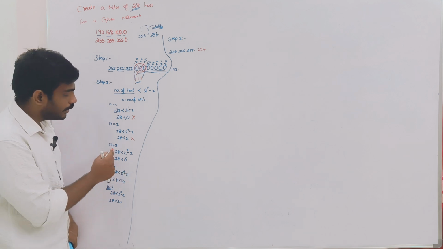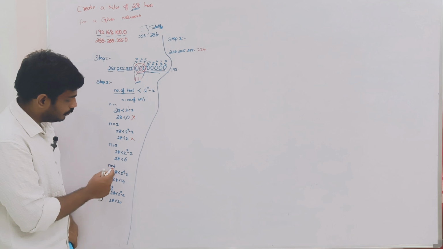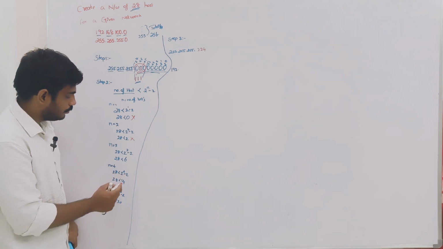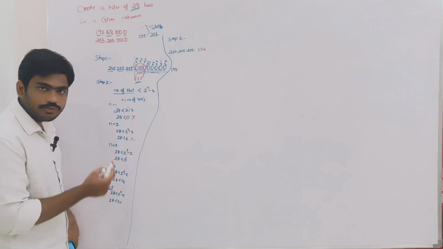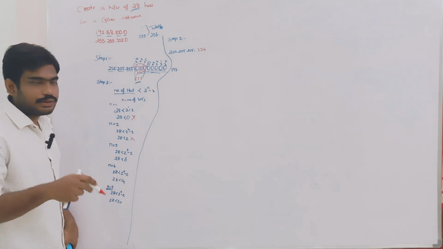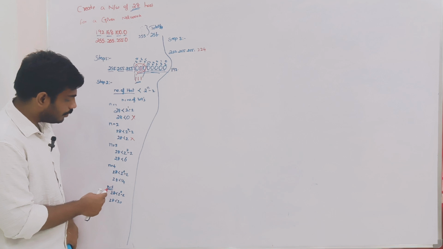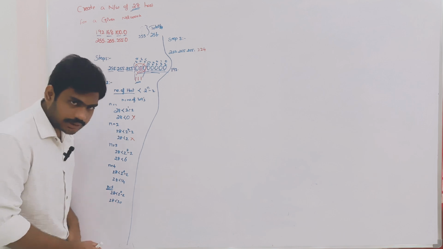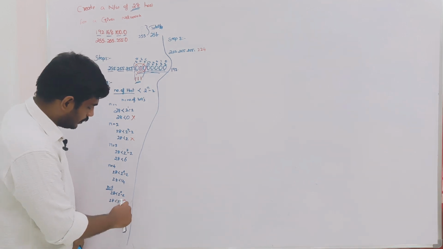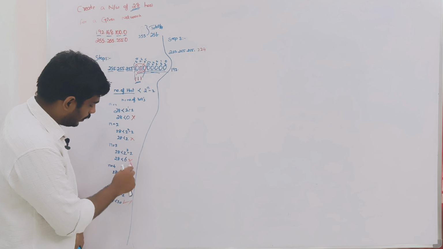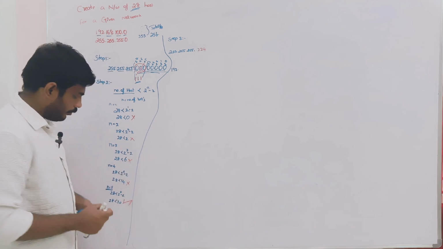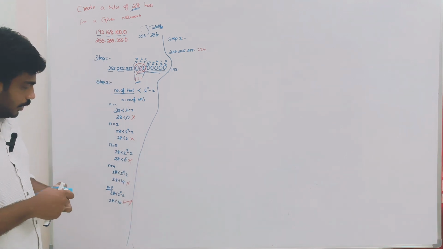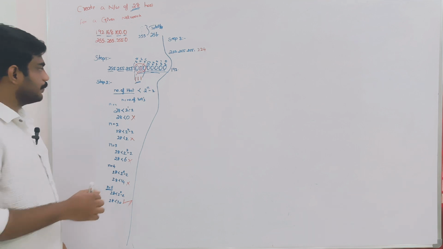Again, what will we do? Increase the number of bits. N equal to 4. Is 28 less than 2 power 4 minus 2? Is 28 less than 14? No. Still it does not satisfy the condition. What will we do now? Increase the number of bits. Is 28 less than 2 power 5 minus 2, which is 30? Yes, this is what we required. So we require 5 bits in the host portion to get 28 hosts.